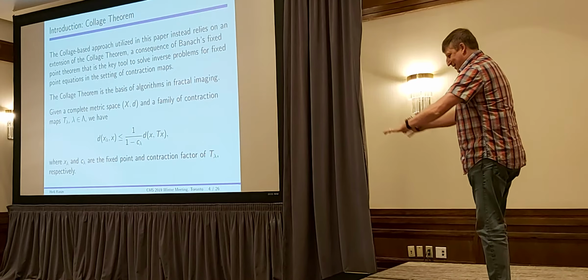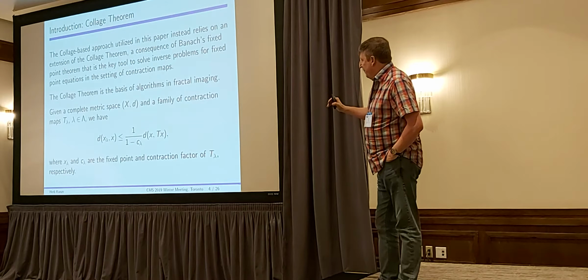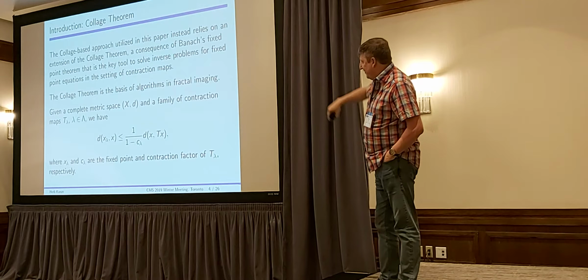As long as the C lambda is bounded away from one, you can control the left-hand side by minimizing just the distance on the right. So we typically ignore this 1 over 1 minus C lambda in the fractal imaging landscape.